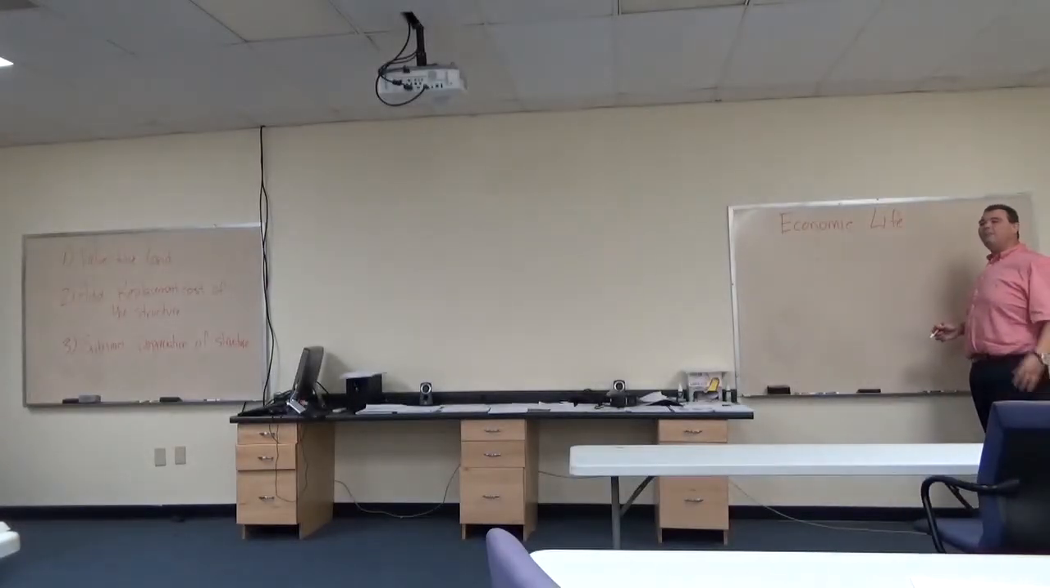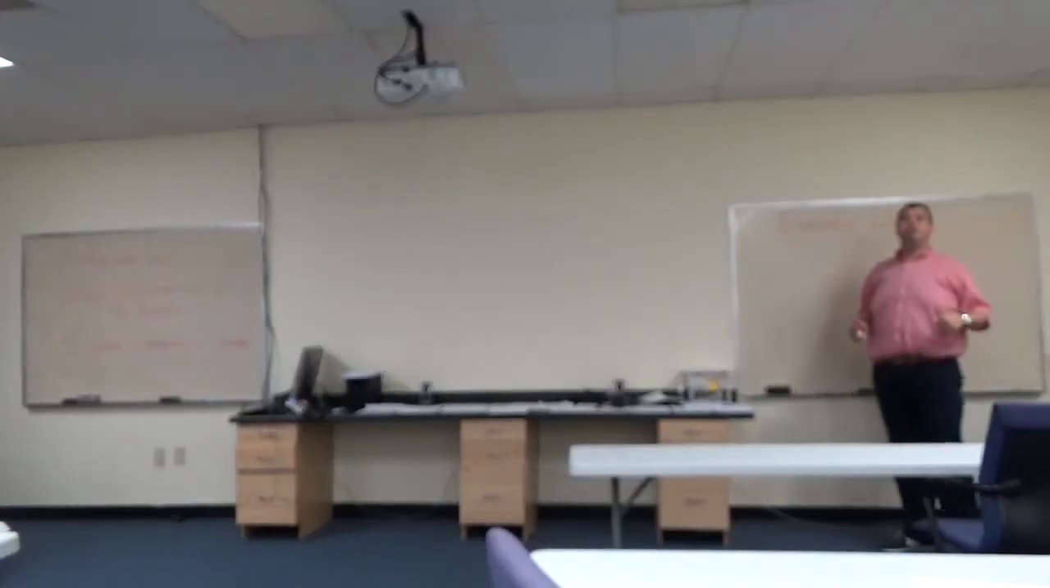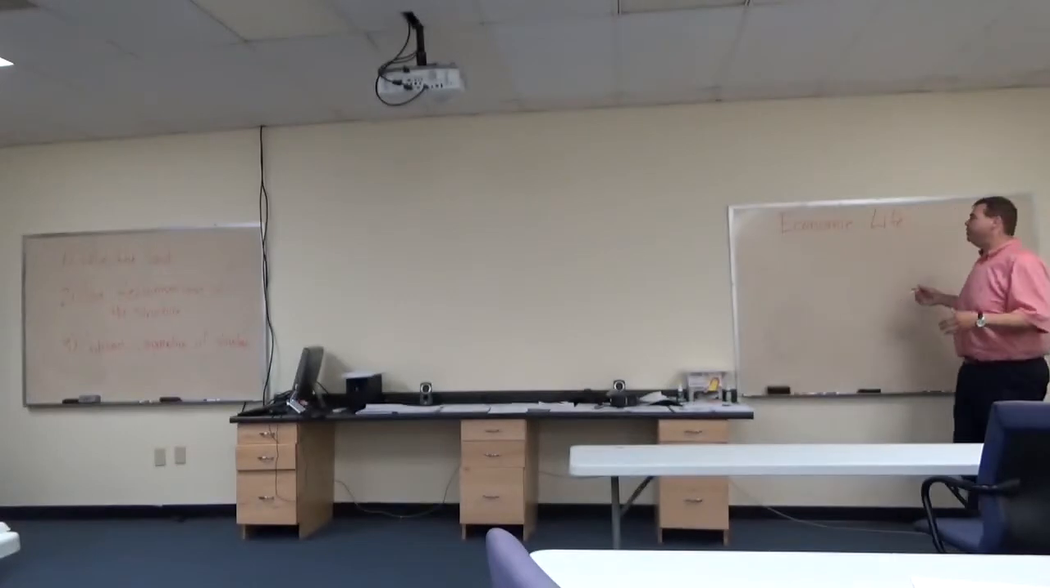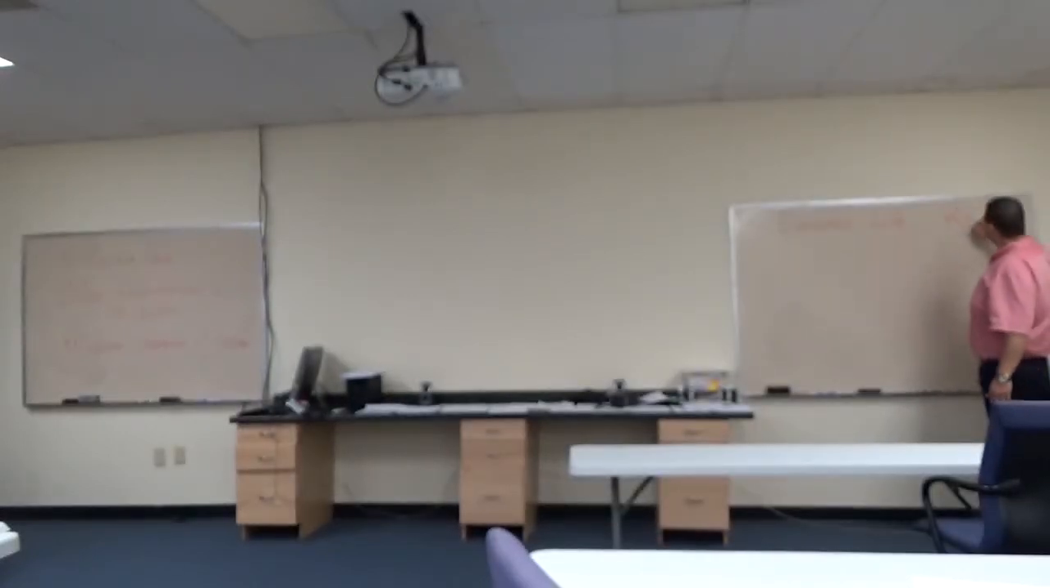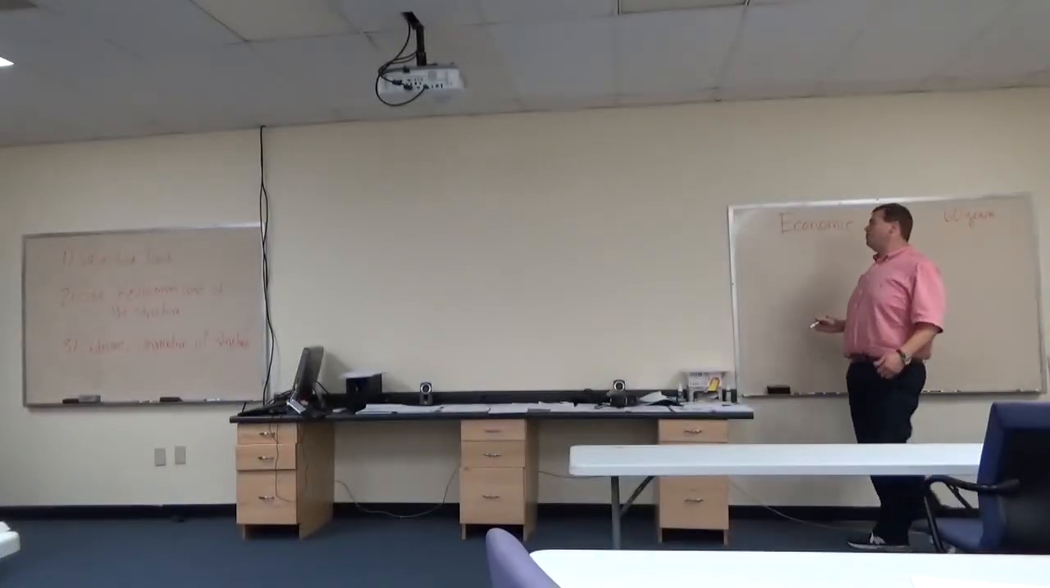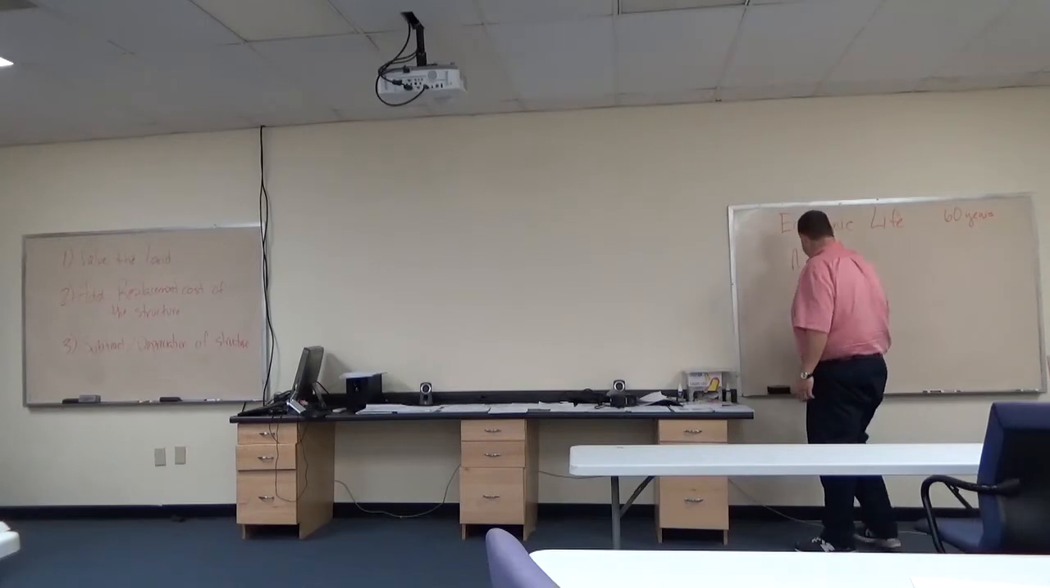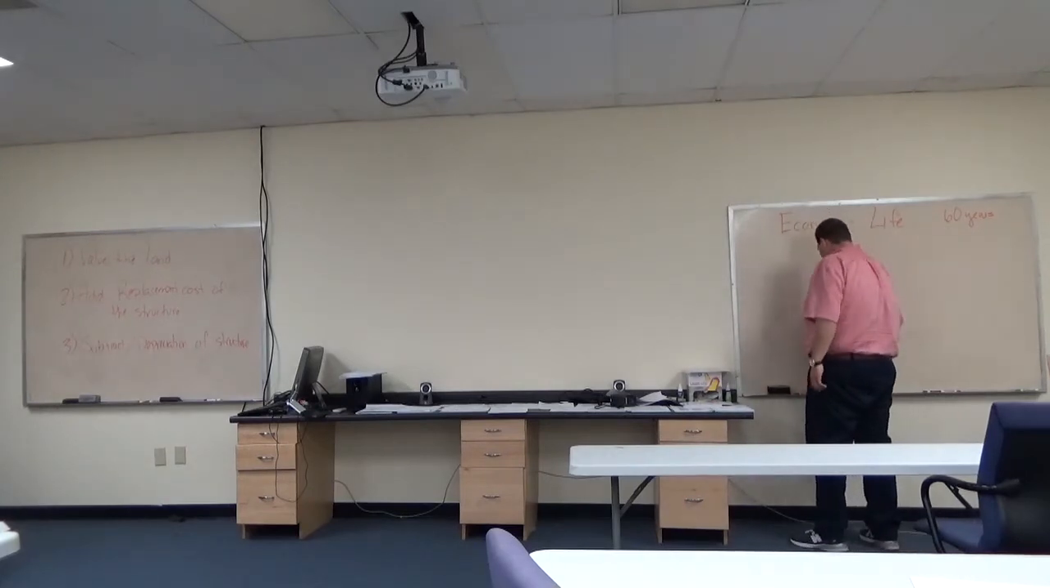So the economic life is how long we expect it to remain economically useful. It's in a number of years. So I'm just going to give you an example here. Let's say we have an economic life of 60 years. Okay? Now we want to talk about something called the effective age.